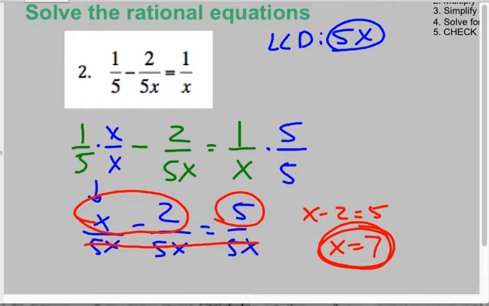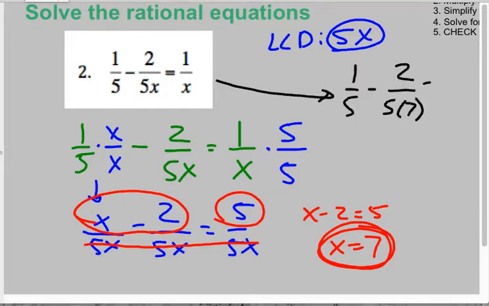You should check your answer every time to make sure it works. Sometimes we get answers and they don't work, and that does happen once in a while, but most of the time when you get an answer it should work. So let's plug it in and see what we get here. 1 over 5 minus 2 all over 5 times 7 equals 1/7. So it's 1/5 minus 2 over 35 equals 1/7.